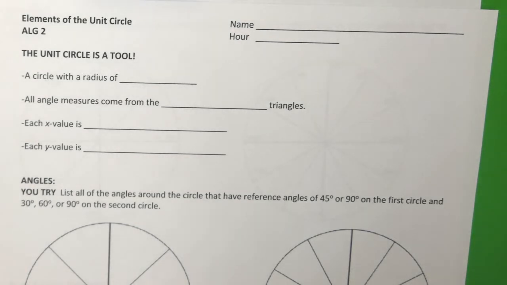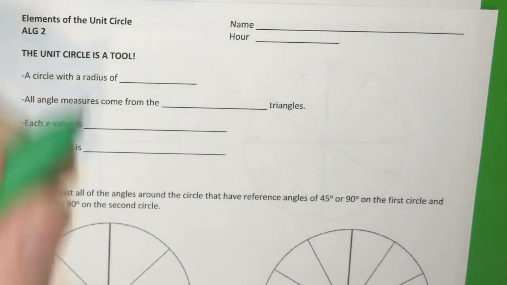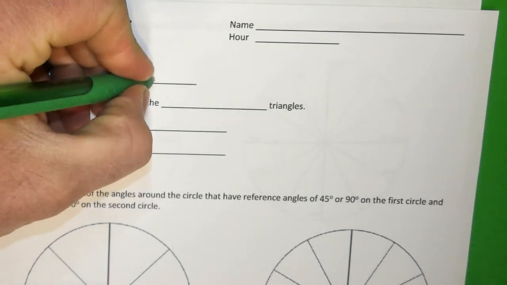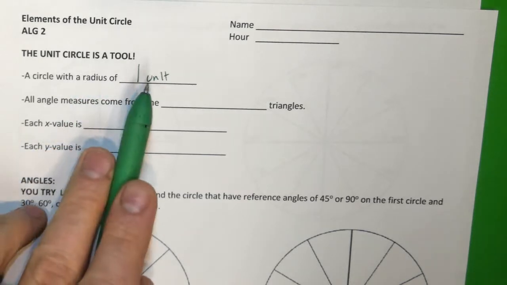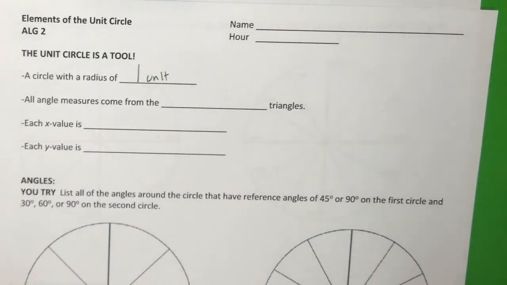Some things that we saw in our first video: we were using a circle with a very special radius, and the radius that we're going to be working with is 1 unit. As I had mentioned earlier, this tool is called the unit circle, and the reason it's called the unit circle is because it has a radius of 1 unit. That unit could be a foot or a mile or an inch or a nanometer or a light year, but it has to be 1 unit.